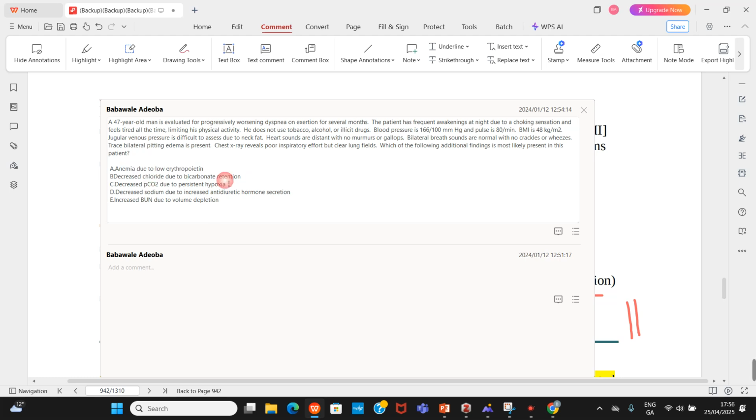So if you look at the other ones, you can rule them out. They will not be there. Anemia due to low erythropoietin. What do we expect for erythropoietin? It should be increased. It should have polycythemia. Decreased PCO2 due to persistent hypoxia. No. PCO2 is rather increased. Decreased sodium due to increased antidiuretic hormone? This has nothing to do with antidiuretic hormone. And increased BMI due to volume depression. This makes no sense. Okay. Let's see.